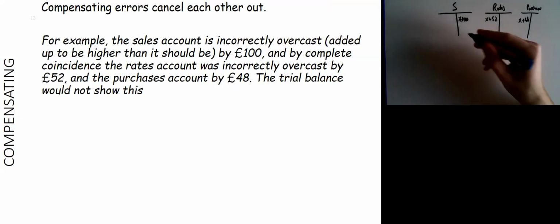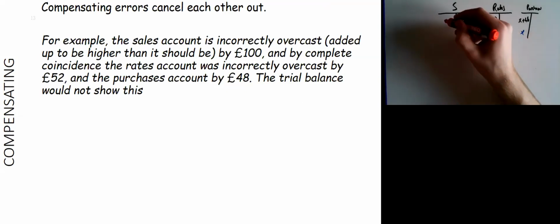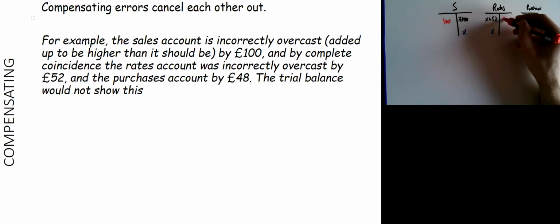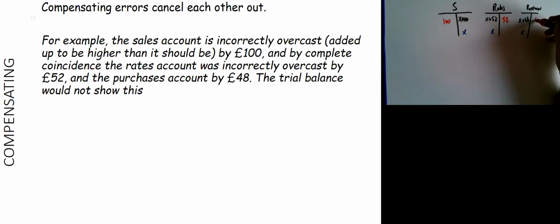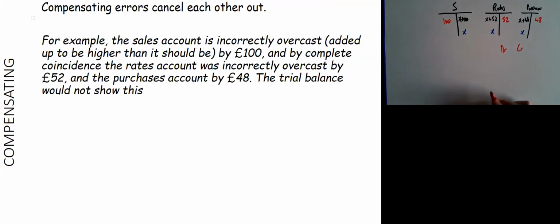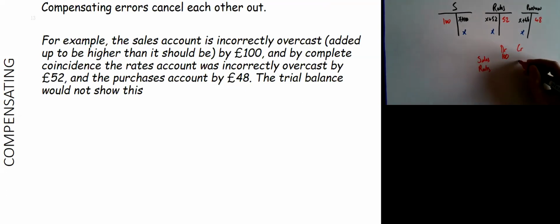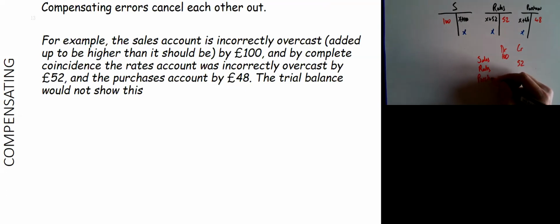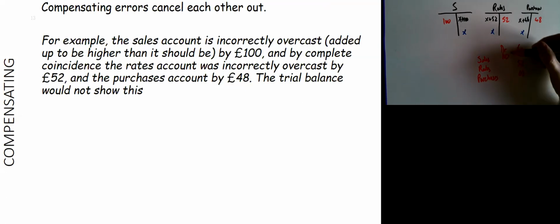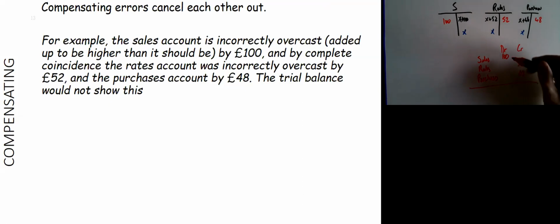Well, to fix it, I need an X there, X there, and X there. So I'm going to get rid of that 100 by putting 100 on the other side, get rid of the 52 by putting 52 on that side, get rid of the 48 by putting 48 on that side. So this time I'm going to have 3 entries in my general journal. Debit comes first, so sales for 100, then we have rates as a credit 52, and purchases as a credit 48. And remember, it should always balance. So a general journal entry, you should always rule it off because it's balanced.